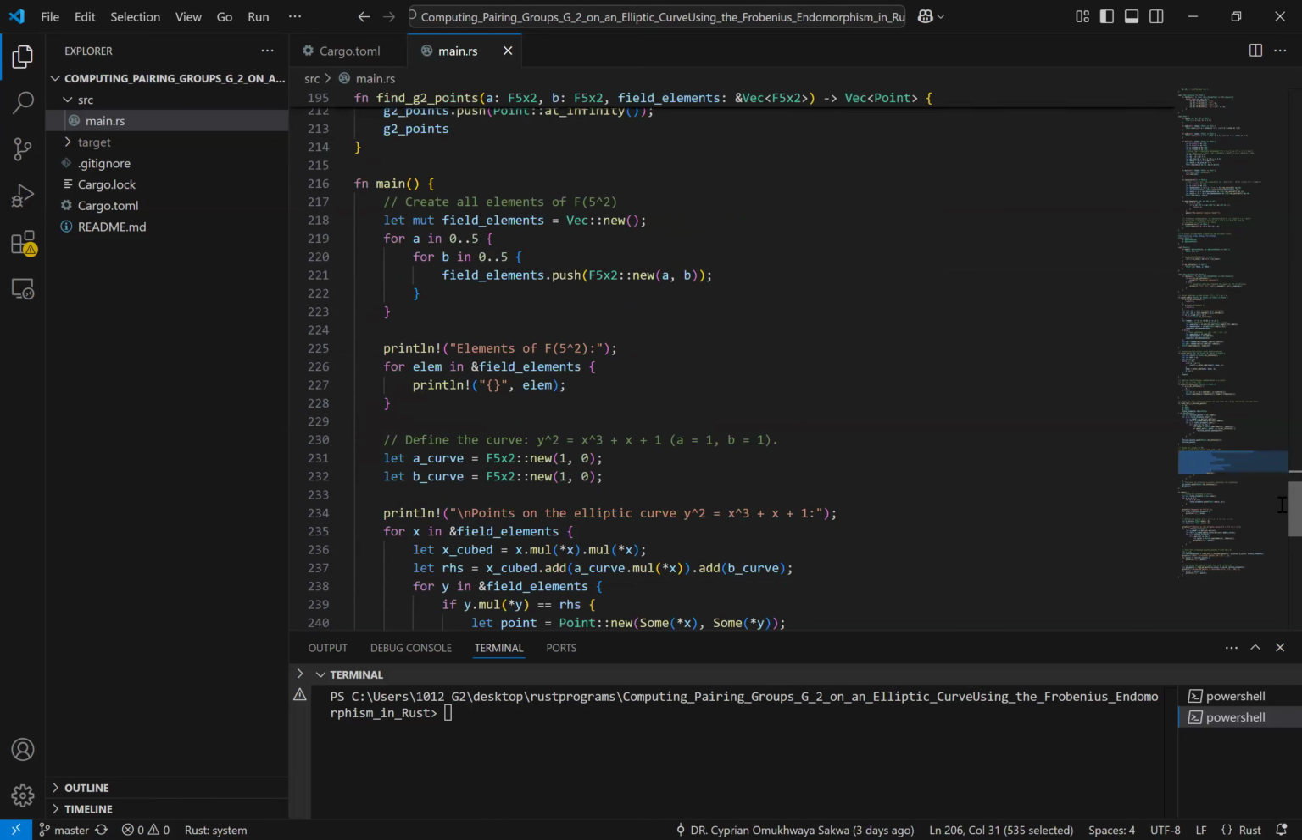And then we have the main function and so on. Then, of course, you tell it what to print and so on. I have not run this code, so let me run it. I've already said my R is 3, and we've already defined the curve.